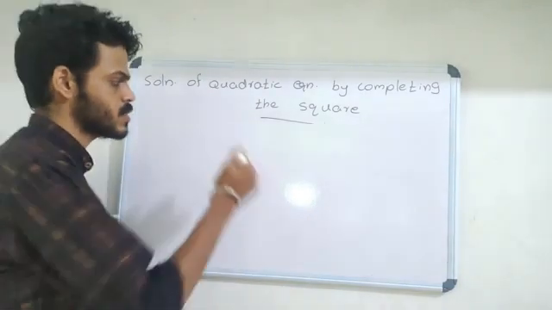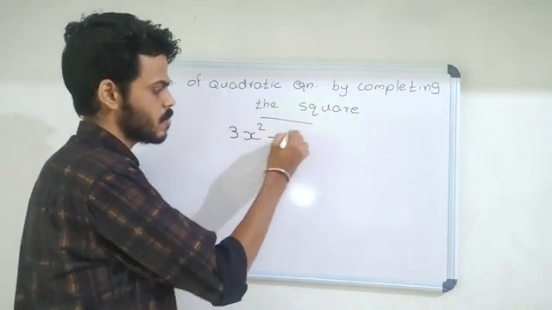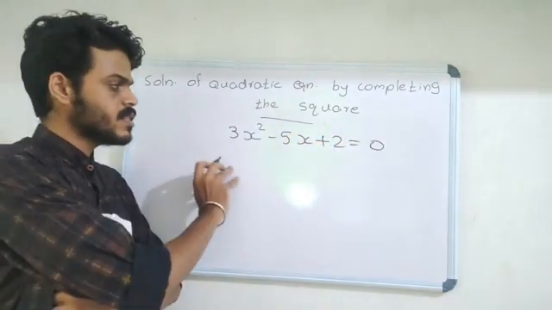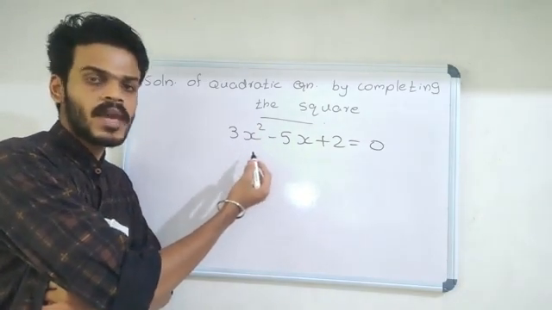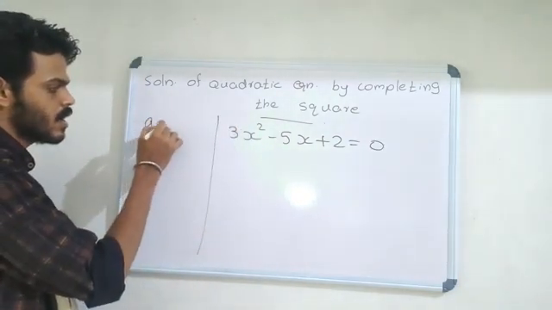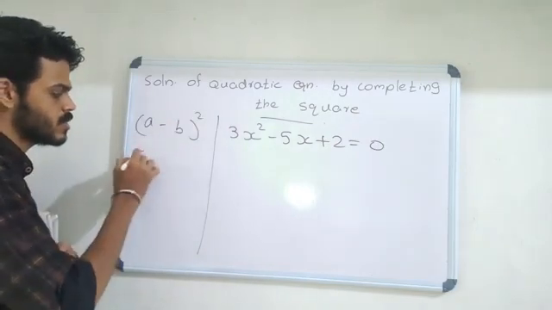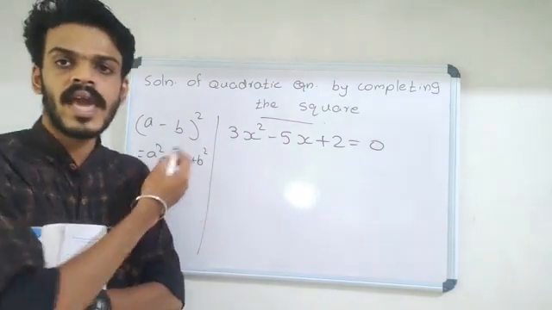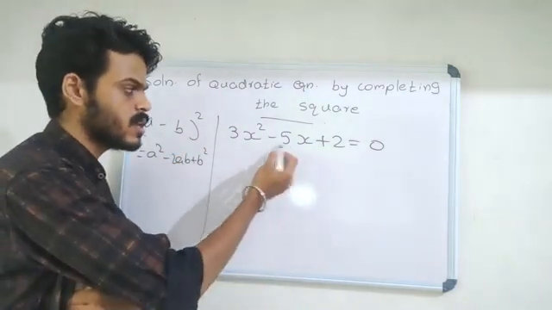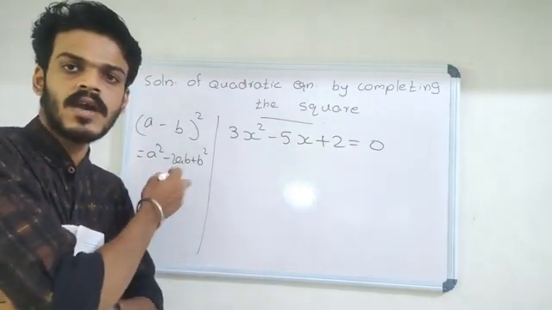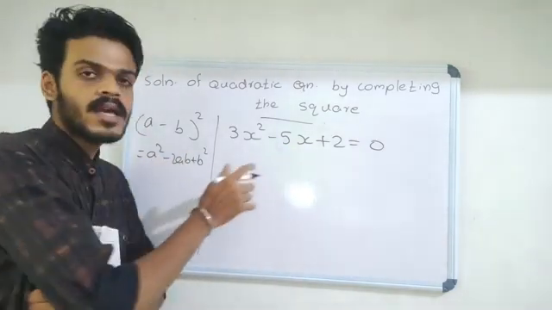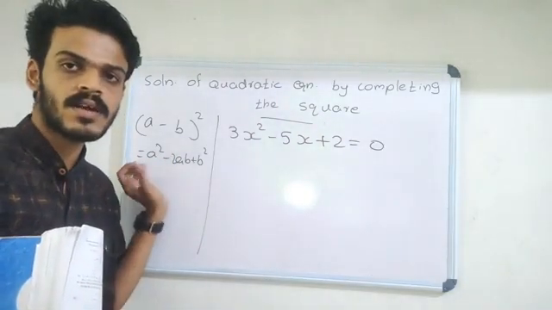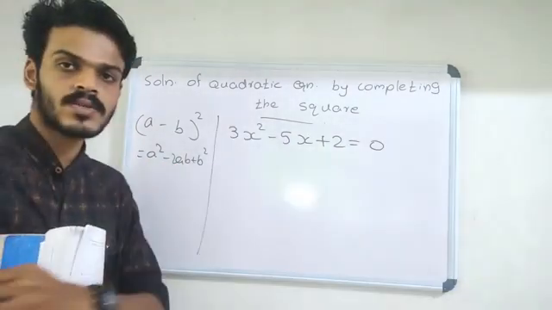3x square minus 5x plus 2 equal to 0. See, here in this equation, this is not in the form a square plus 2ab plus b square. Here we have to apply the a minus b whole square identity. Why? Because here this is minus 5x. That's why I am saying we have to apply the a minus b whole square identity. So we want the expansion a square minus 2ab plus b square.